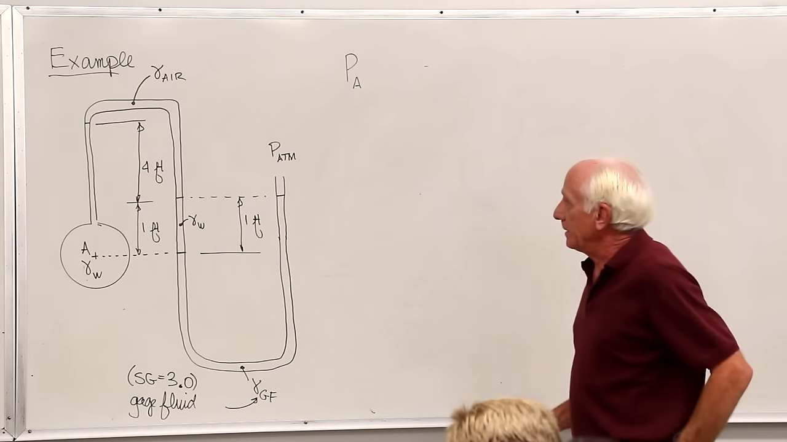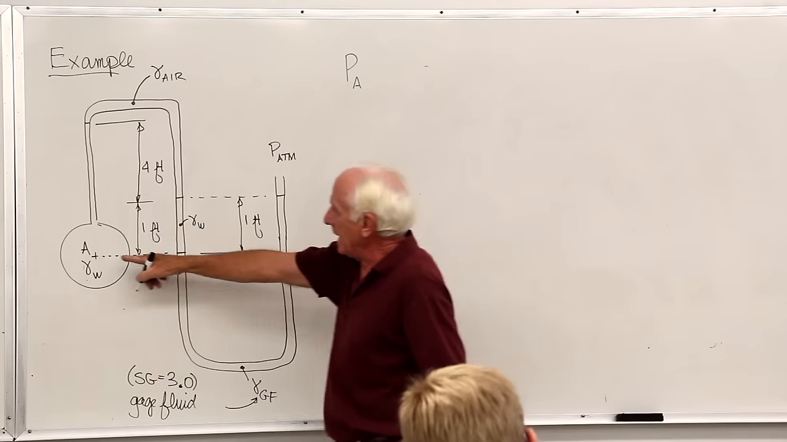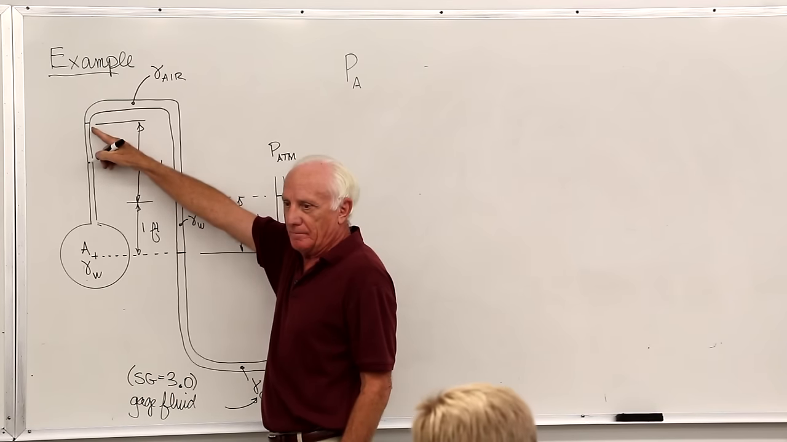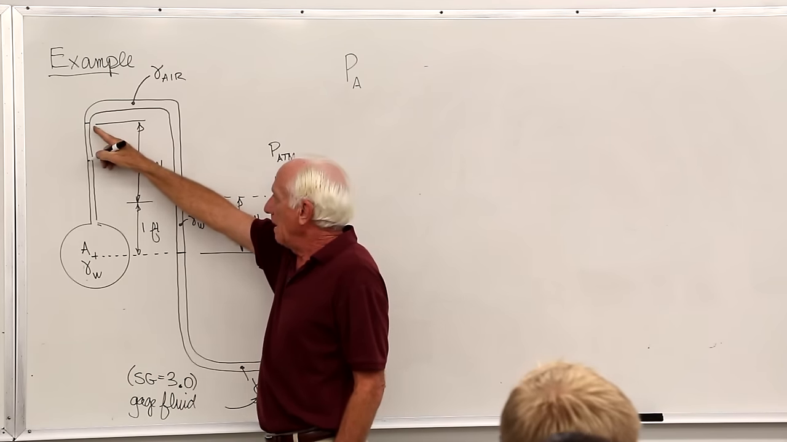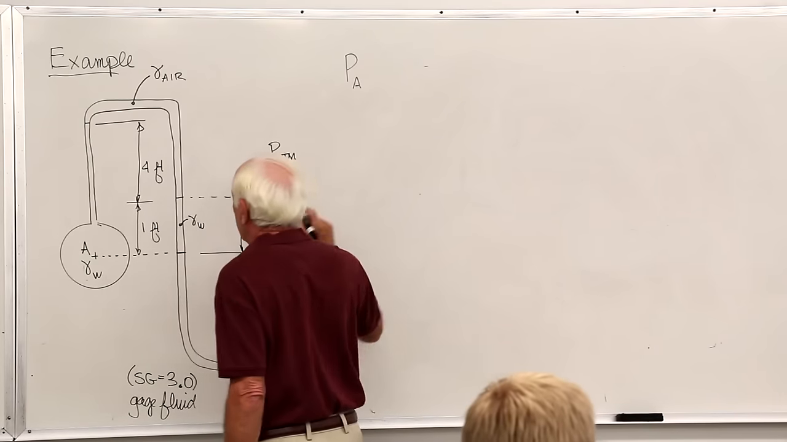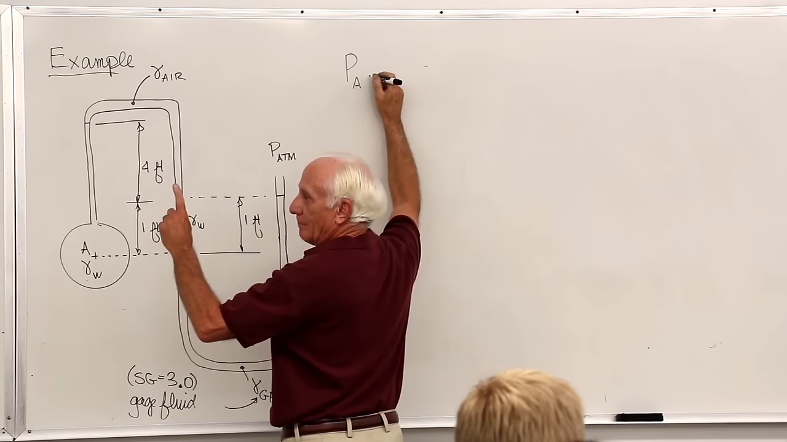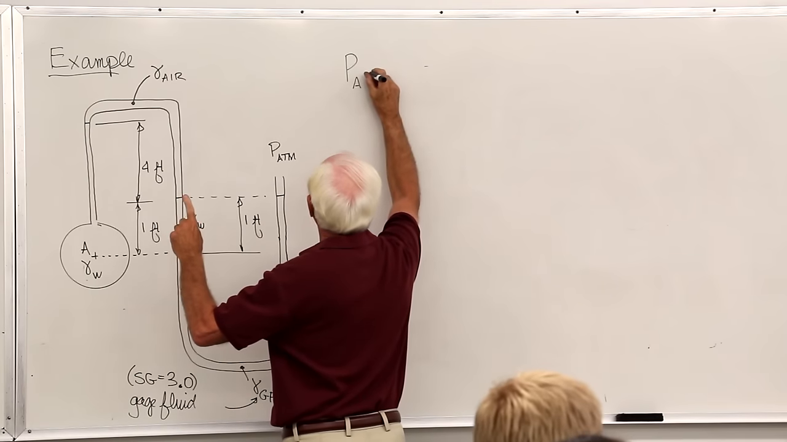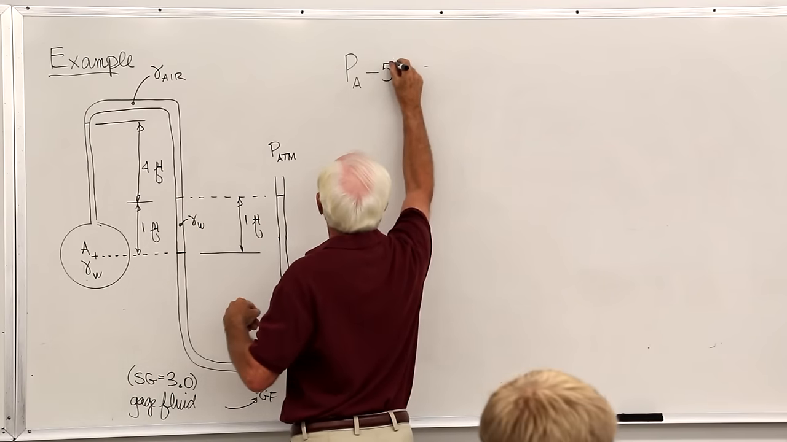We go up in the water from A to where the water meets the air. How far up? 4 plus 1, 5. In what fluid? Water. 5 gamma W. Up, minus. Pressure goes down as you go up. Minus 5 gamma W.